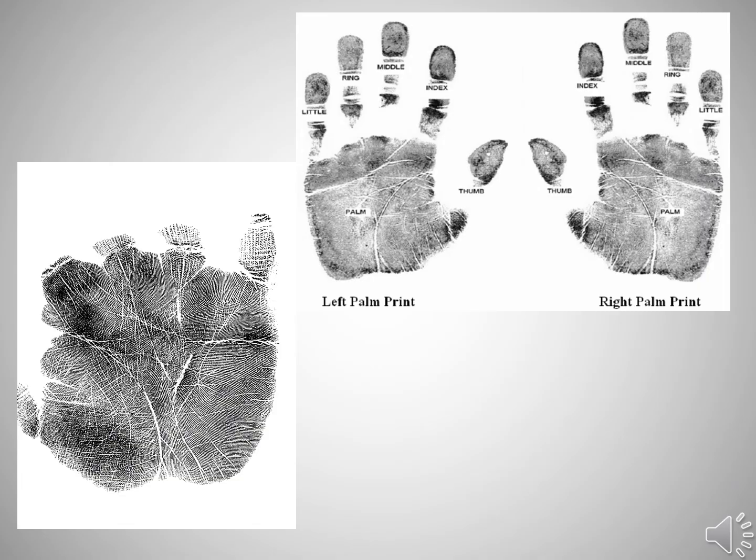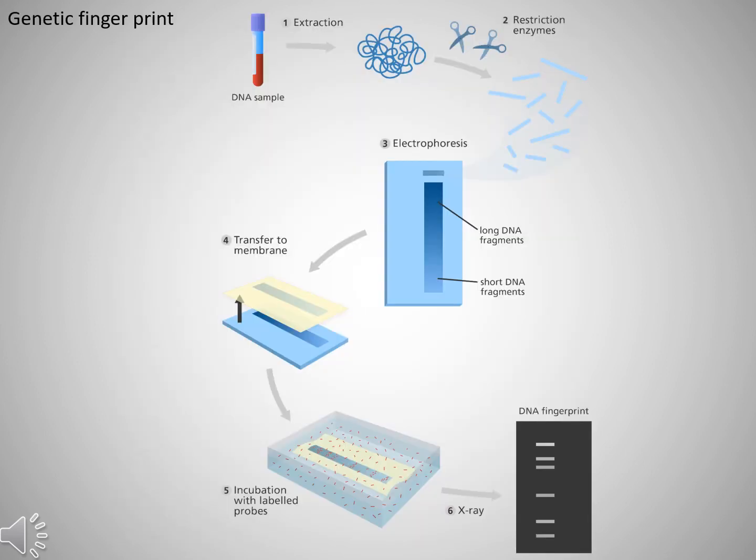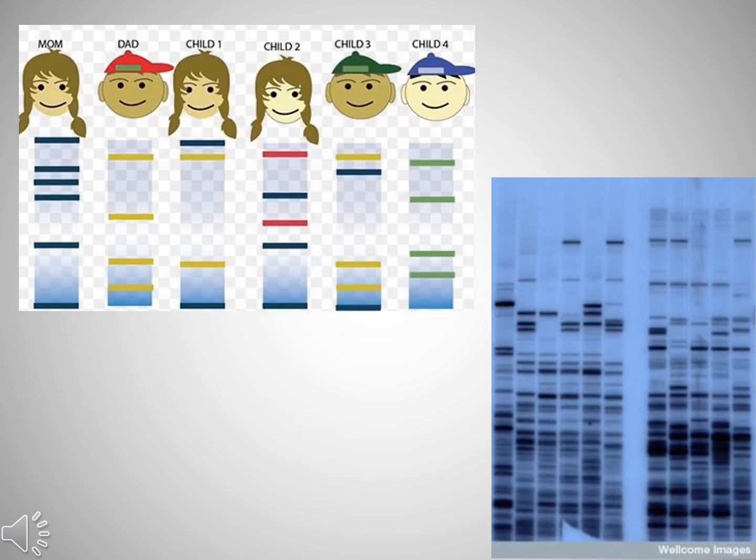In this slide we can see some photographs of palm prints. Lip prints can be used to identify a person. In this slide we can see the genetic fingerprint modification system. This is how a genetic fingerprint is seen after being processed.